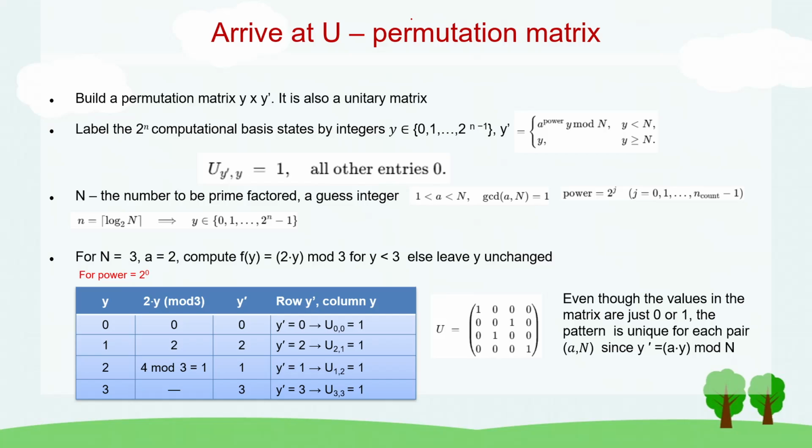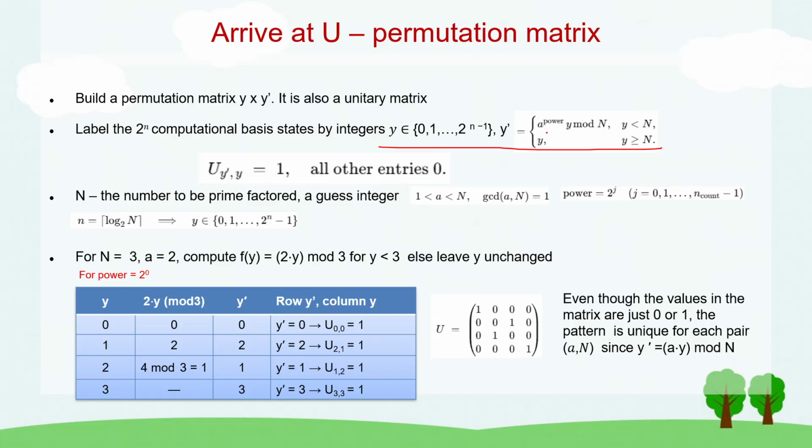All right, arriving at U using a permutation matrix. So what is a permutation matrix? It will look like this. What is the specialty of this? If you take any row or any column, there will be one element which is 1, and all other elements will be 0. And the order is determined by this equation. You start with any y: 0, 1, 2, and for every y, you calculate y dash.